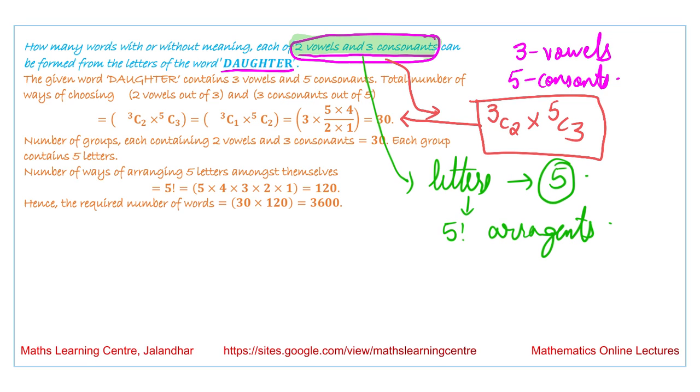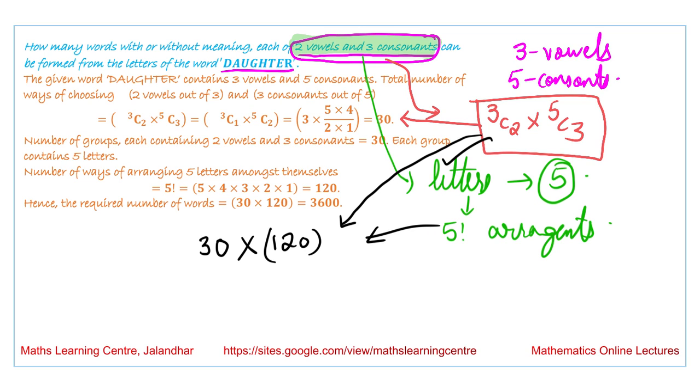So the total number of words that can be formed is, first of all, we have 30 ways to choose these 5 letters, and these 5 letters can be arranged in 5 factorial, that is 120 ways. So the final answer we obtain is 3600.